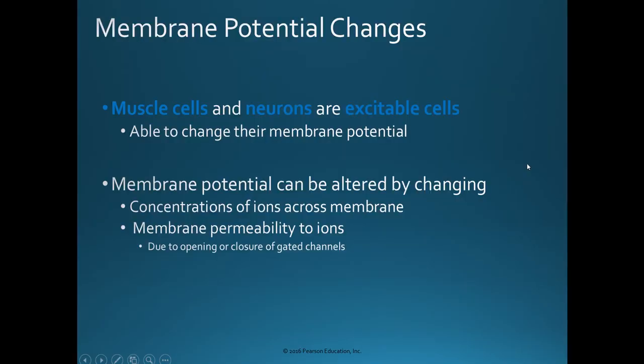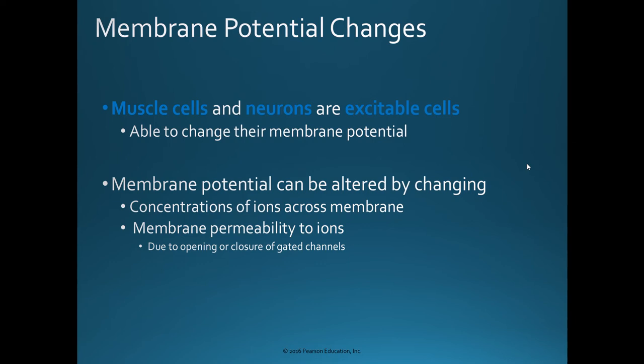But muscles and nerve cells are different. Muscle cells and neurons, nervous system cells, are excitable. And by excitable, we mean that they can change their membrane potential. They don't always have to be in a resting state. They can change it. They can become excited.